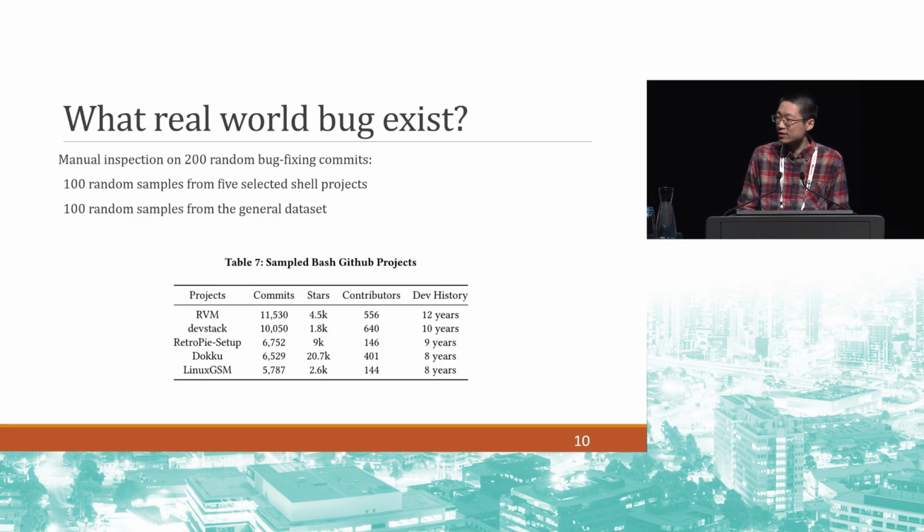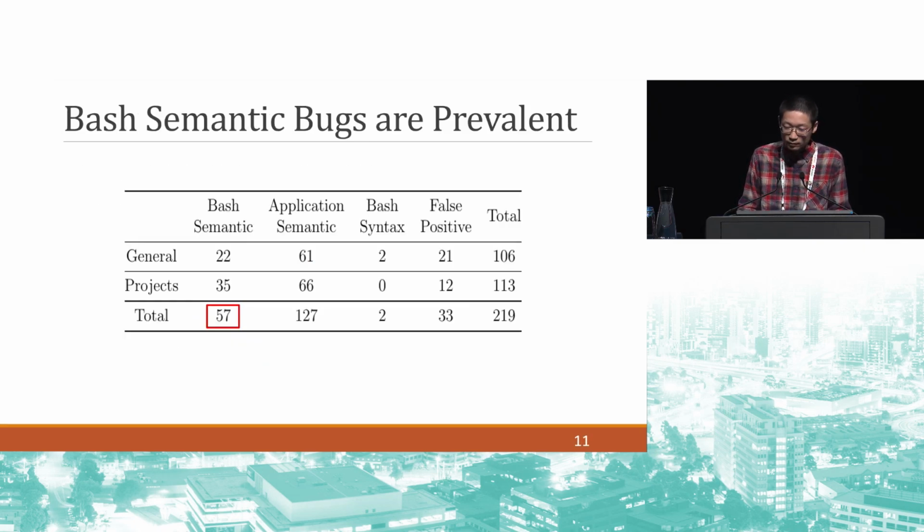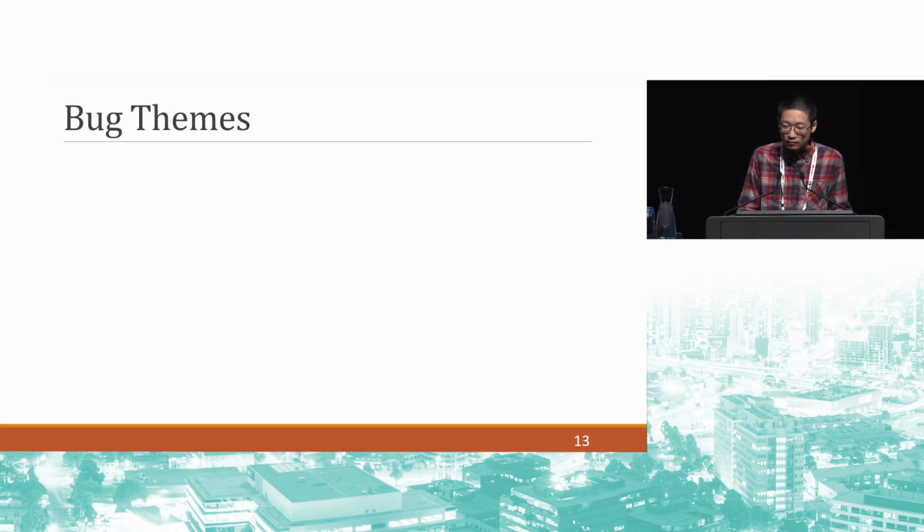We also manually inspected 200 bug fixing commits, 100 from these shell repositories, those 5 listed, with long history and large number of stars. We also inspected 100 bugs from the general data set. We found that bash semantic bugs are prevalent in the real world. We used open card sorting to find the themes of the bugs.